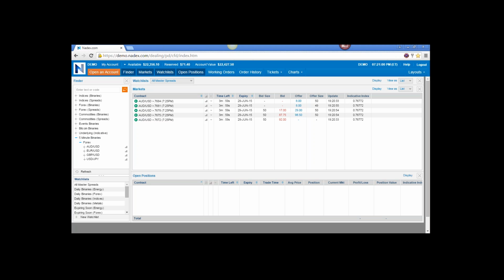Now, 5-minute binaries are offered 23 hours a day. They don't offer them between 5 p.m. and 6 p.m. Eastern time. And there are not expirations every hour on the hour. What I mean by that is, you'll have one at 7:45, 7:50, 7:55, but there won't be an 8 o'clock on-the-hour expiration.